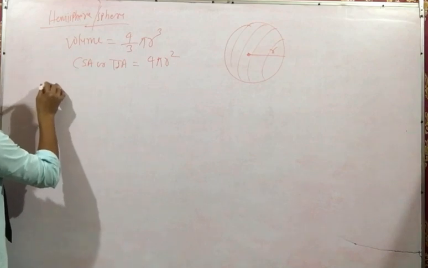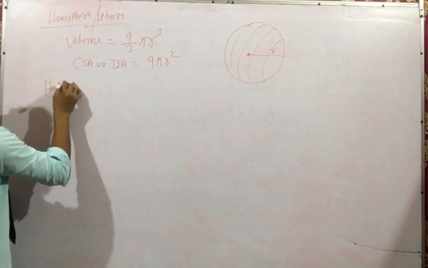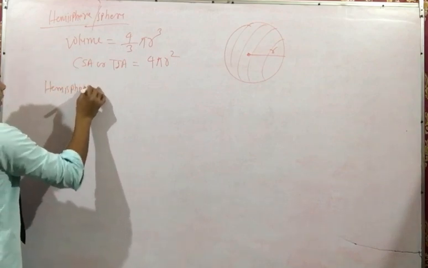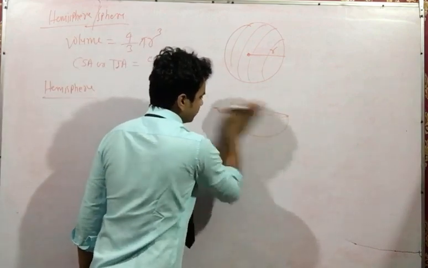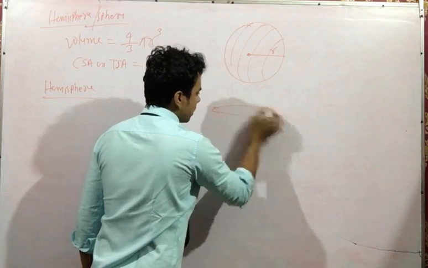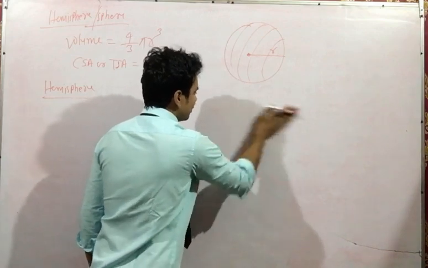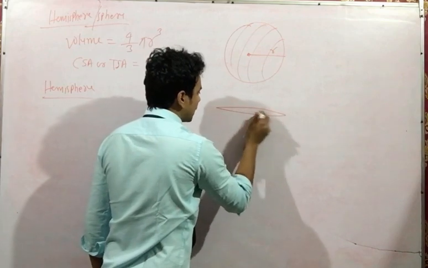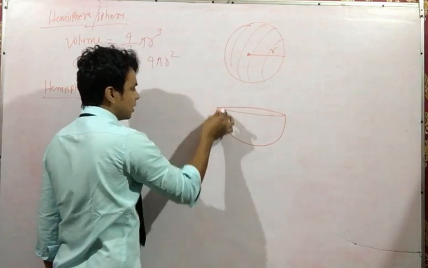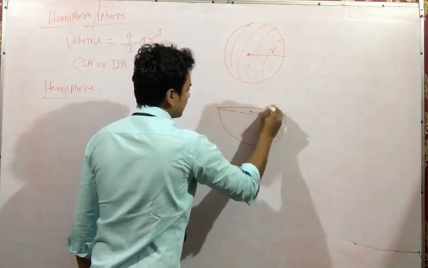And now we come to hemispheres. So what is a hemisphere? It is just like a bowl. This attempt should be right because 2 times I have made a mistake. This is the bowl. So this is R.